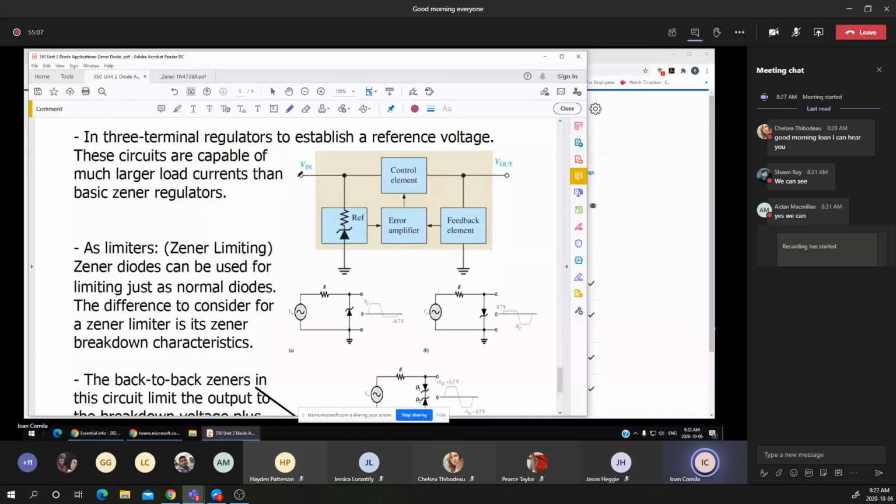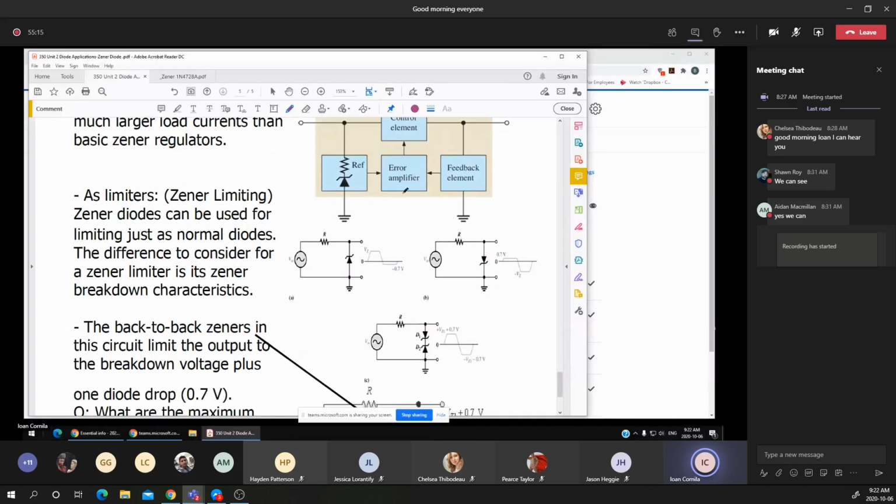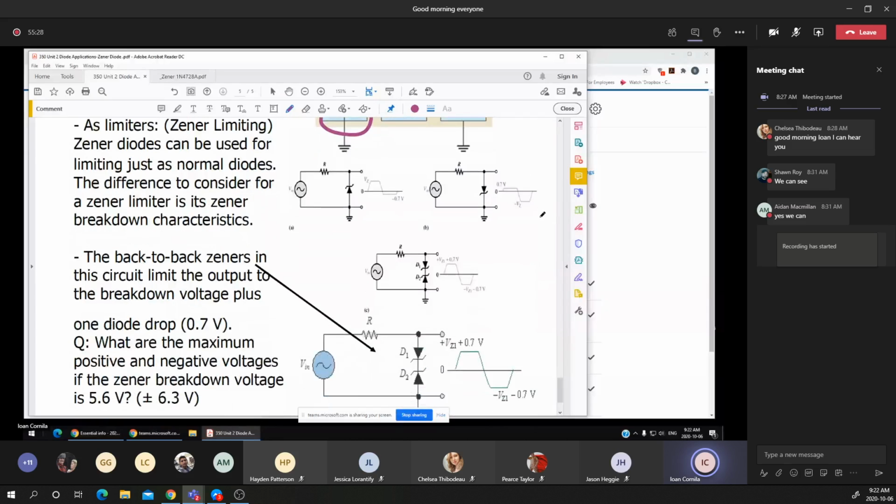This control element is actually a transistor, and the next big unit is about the BJT or transistors. The three terminals: the input, which is terminal 1, the ground, terminal 2, and the V out, which is terminal 3. But I want to show you the direct application of the Zener diode in integrated circuits. Another application that we may see is the Zener limiter.